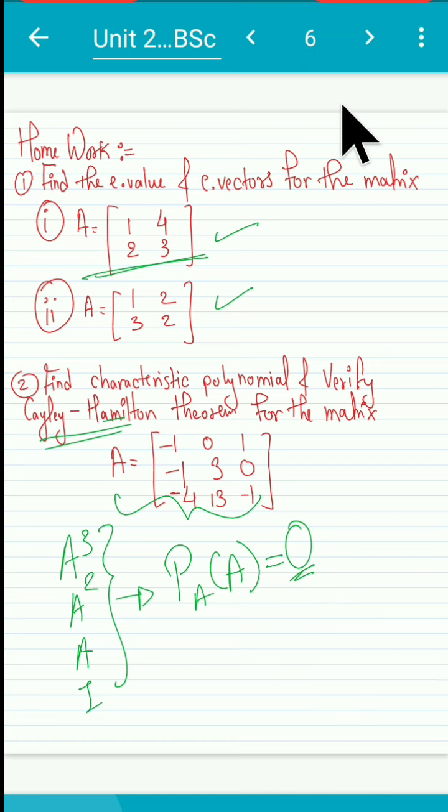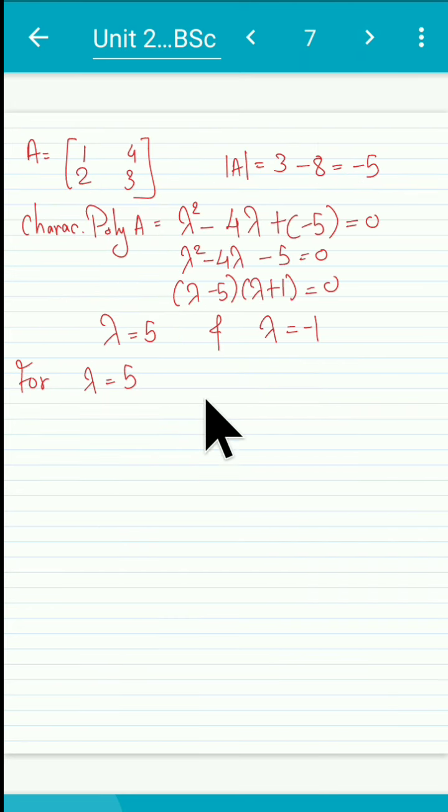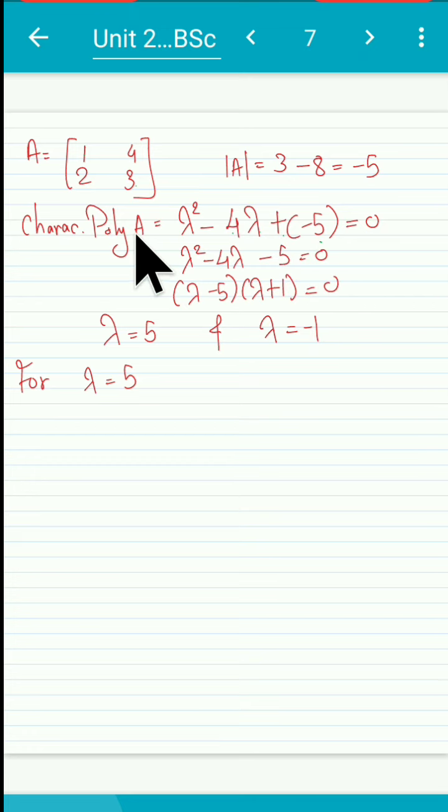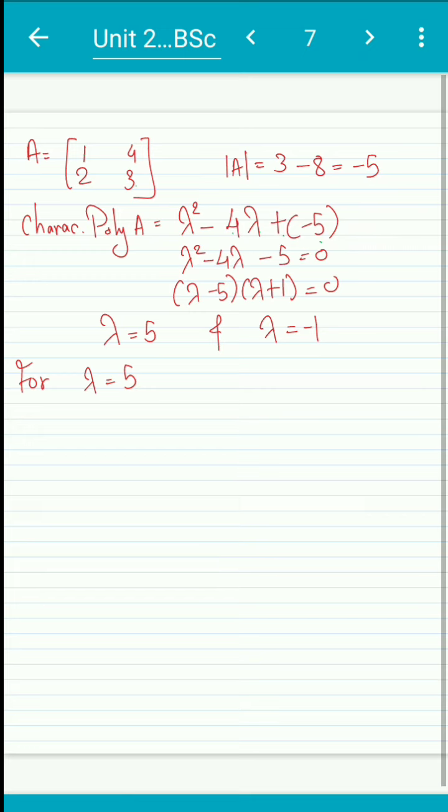Okay, so let me just work on this. I will find the eigenvalues and eigenvectors for the first one. I have already done the simple part. This matrix A is 1, 4, 2, 3. The determinant of this is 3 minus 8, that is minus 5. The characteristic polynomial, by the trick from the video that I have given you, gives us a direct answer. So it is lambda square minus trace. The trace is 1 plus 3, so 4 times lambda, plus the determinant, which is minus 5. Since I wanted the characteristic polynomial, I should have written this much only, not equal to 0.